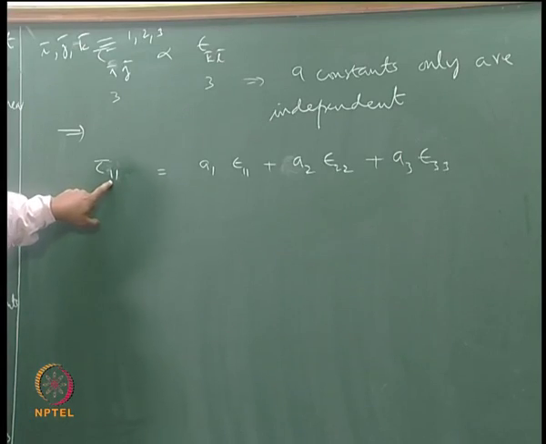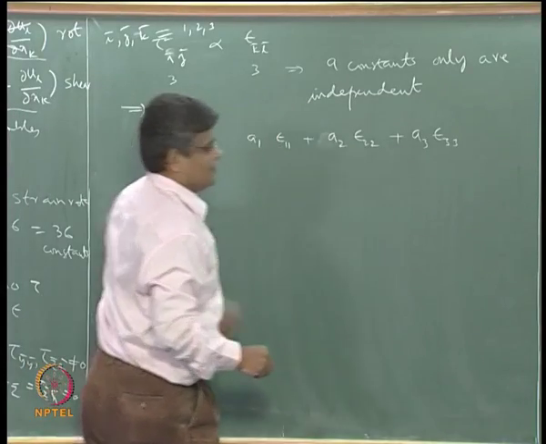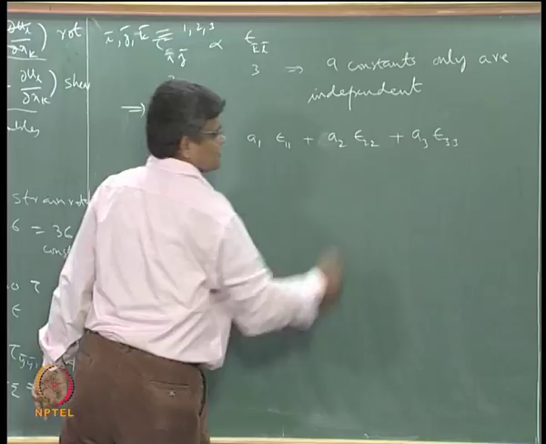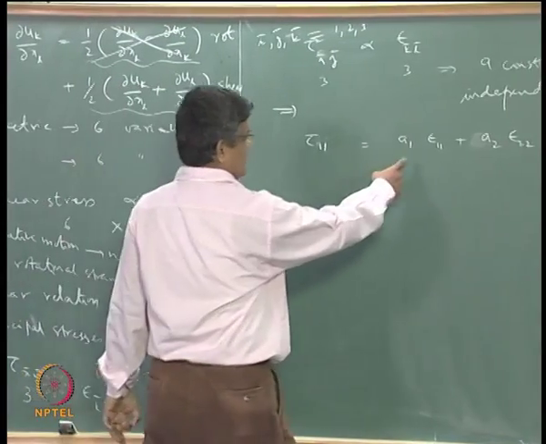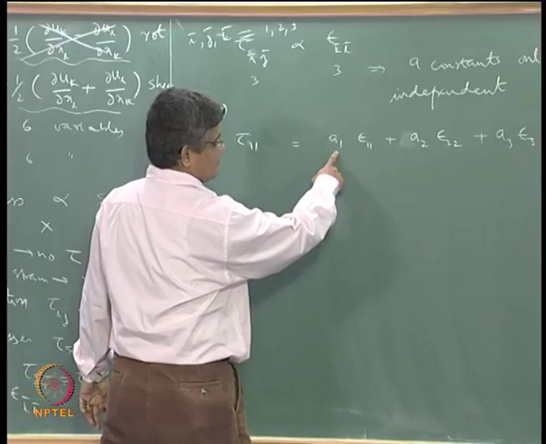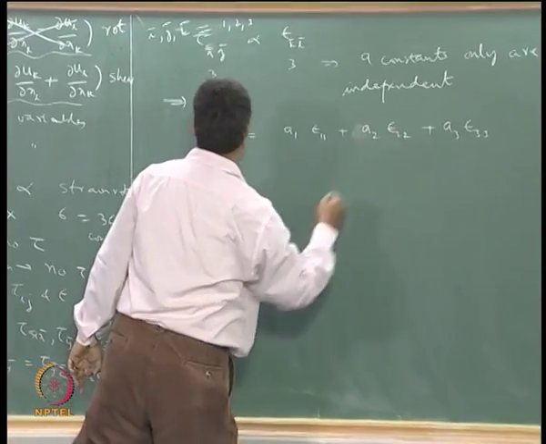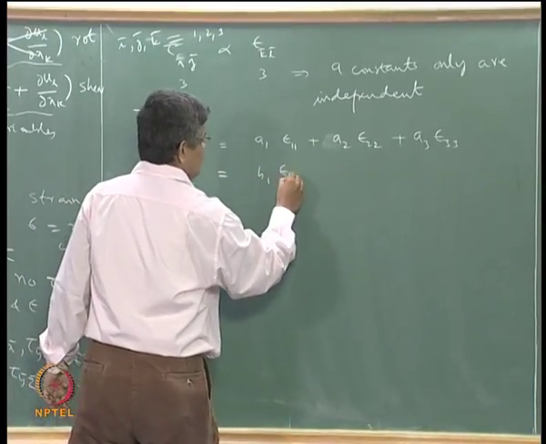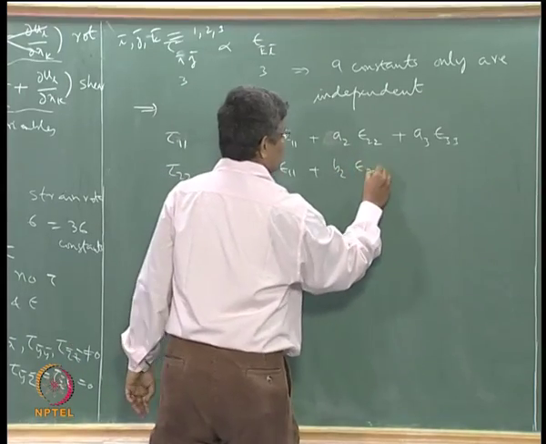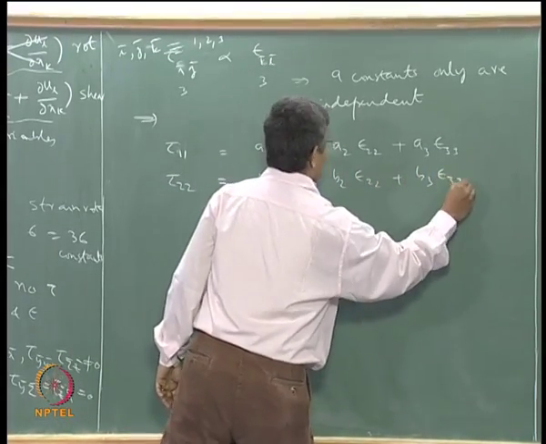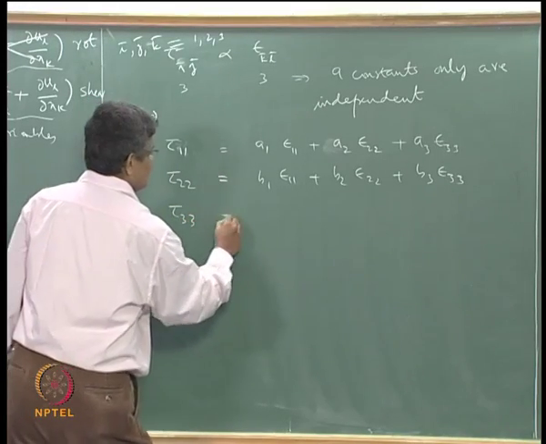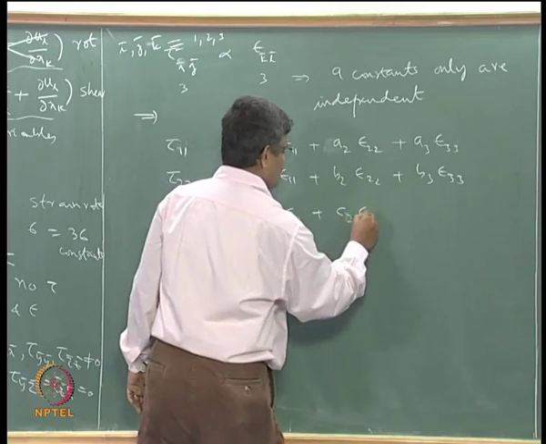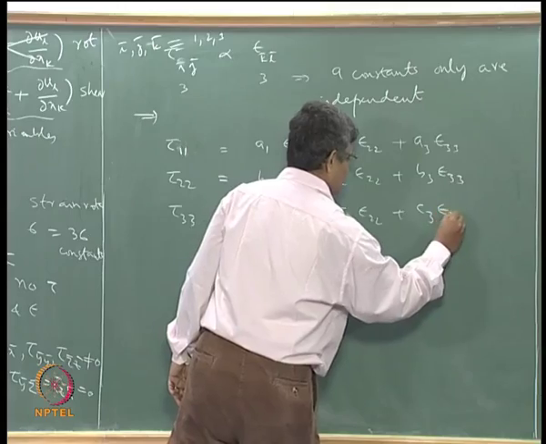So, we can say that tau 11 is now a linear function of these 3 non-zero strain rates. The general expression will be that this is proportional with proportionality constants a1, a2 and a3, and similarly tau 22 is b1 epsilon 11 plus b2 epsilon 22 plus b3 epsilon 33, and tau 33 is C1 epsilon 11 plus C2 epsilon 22 plus C3 epsilon 33.